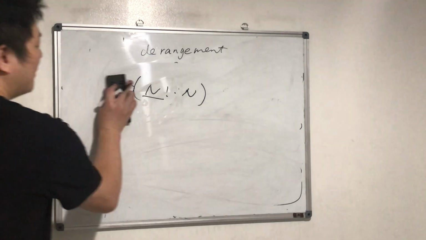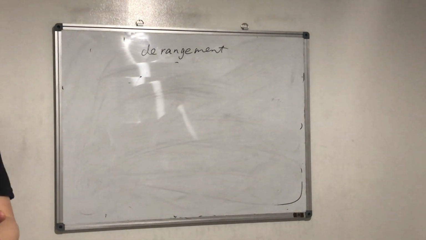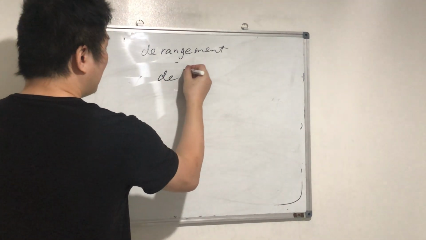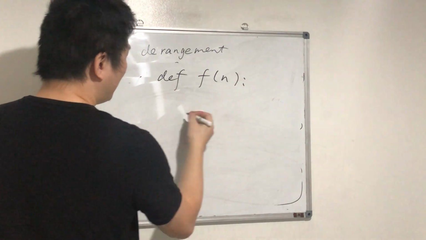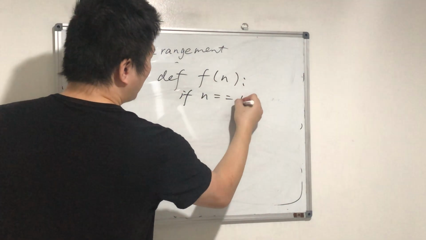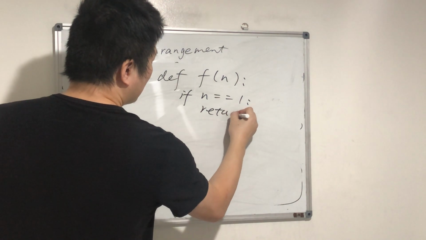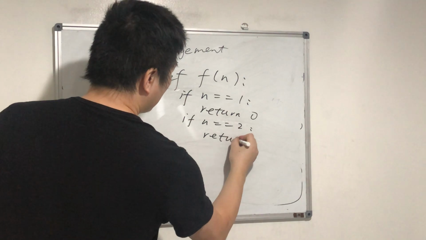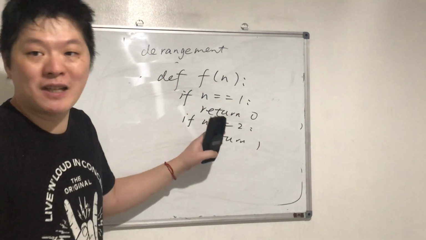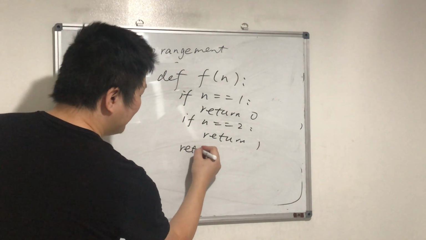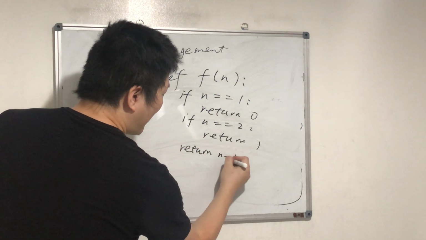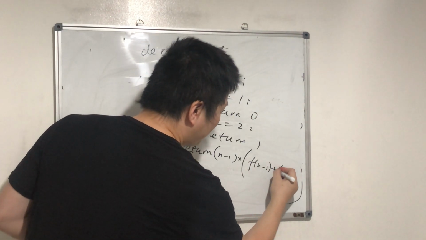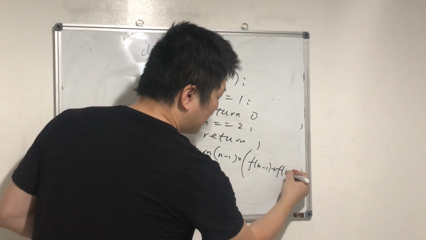So we can do this using dynamic programming. We just proved an equation, and we can just do this. And you tell me, okay? Fn: if n equals 1, return what? 0. Yeah. If n equals 2, return what? 1. This is quite similar to the Fibonacci number, yeah? Return n minus 1 times Fn minus 1 plus F what? N minus 2. Well done.